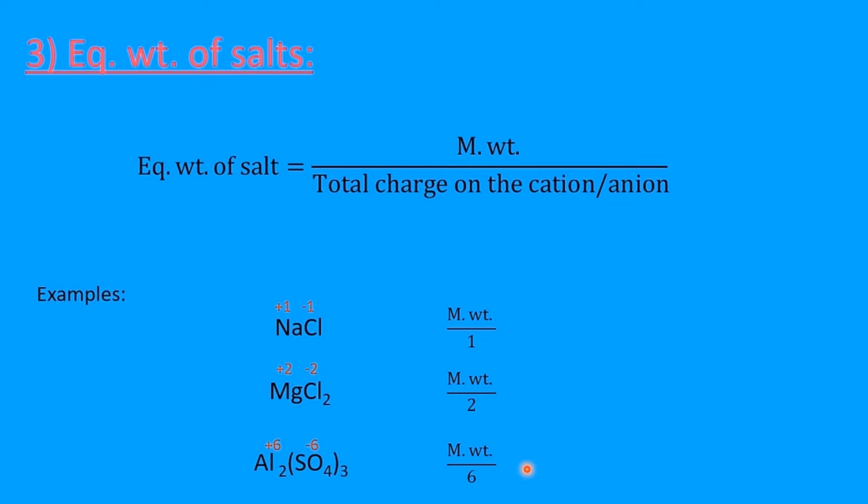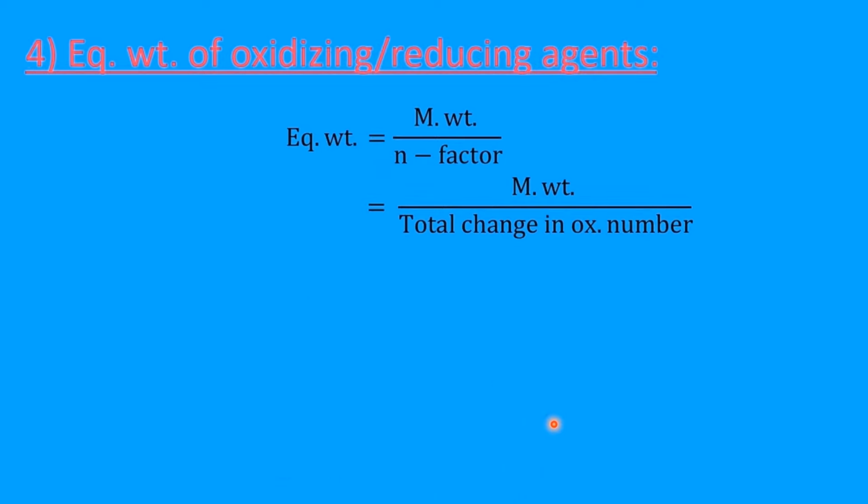This is the equivalent weight. Next, the equivalent weight of oxidizing or reducing agents. Here you take the N factor. What is the N factor here? Molecular weight by the total change in the oxidation number. In the case of oxidizing or reducing agents, the oxidation number may increase or decrease. Sometimes an increase is possible, sometimes a decrease is possible. So I will give you one example here. See, KMnO4, potassium permanganate. In different media, the oxidation number varies.